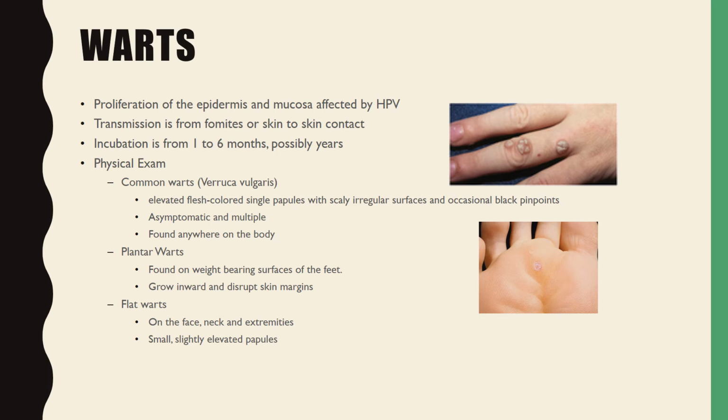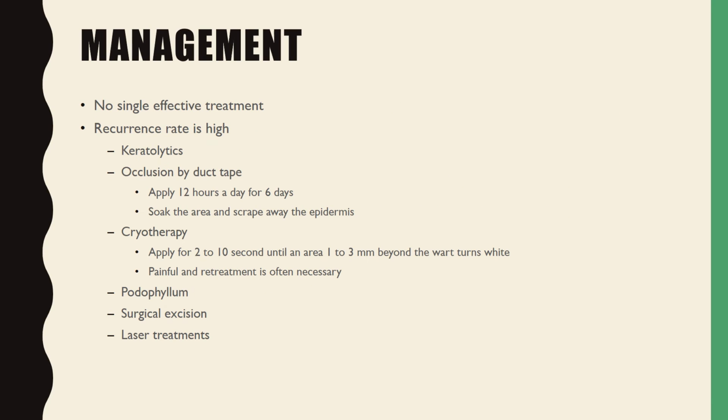For a physical exam, they'll look different depending on where they are. Common warts, which is the verruca vulgaris, are elevated, flesh-colored, single papules with scaly, irregular surfaces and occasional black pinpoints. They're asymptomatic, so they're non-pruritic, and they could have multiple there, like you see on that hand. And these can be found anywhere on the body. Then there's plantar warts. These are found on weight-bearing surfaces of the feet. They grow inward and disrupt skin margins, and there's a good picture of one there, and they can be very painful. And then there's flat warts, and these can be on the face, neck, and extremities. These are small, slightly elevated papules.